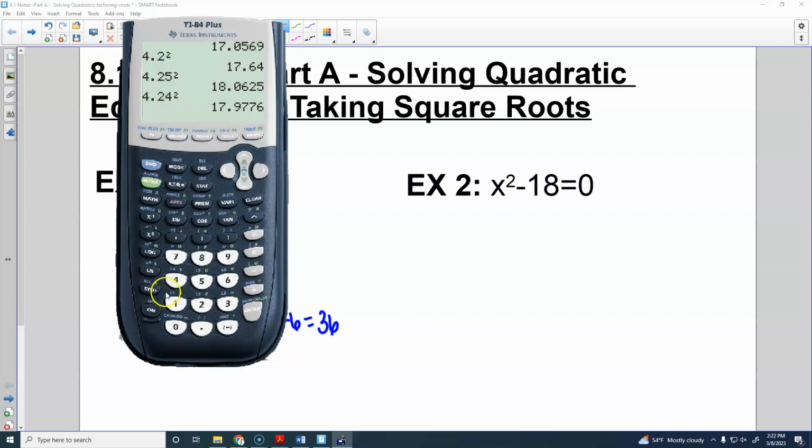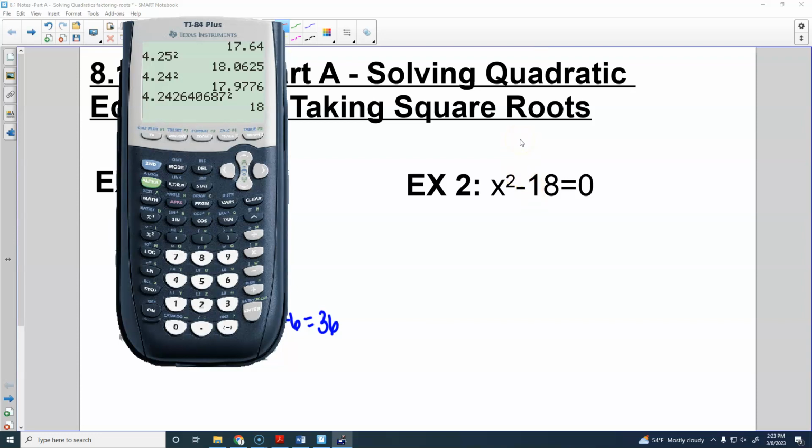Okay. Tell me what you got. 4.26. Okay. How'd you get it? Because I think the way that you probably got that number is what we need to know. Yeah, I put second and then x squared. Okay? Alright, so this is what we're going to have to do for this problem. It's exactly what we want to do.